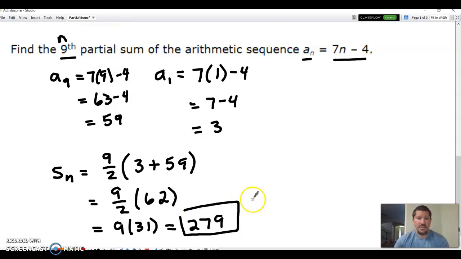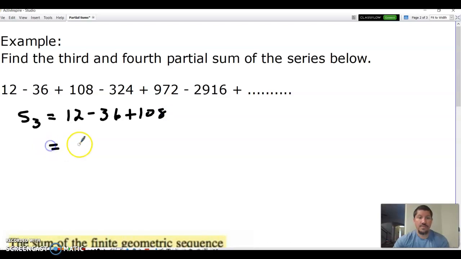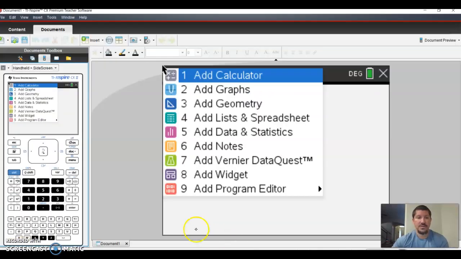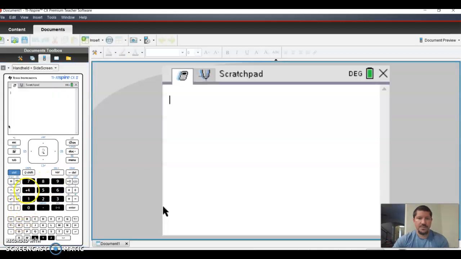Alright, those shouldn't take you too long. They're not that hard. Next, we move on to geometric series. So if they show it to you like this, pretty simple. Third, fourth partial sums. So the third partial sum is 12 minus 36 plus 108. Probably using a calculator for this one, which is fine. You can use your phone calculator.